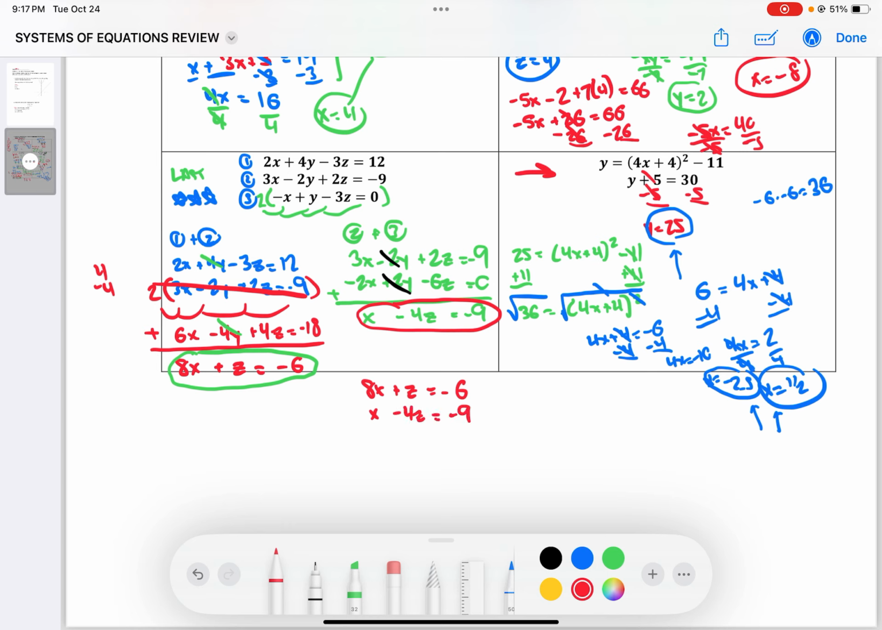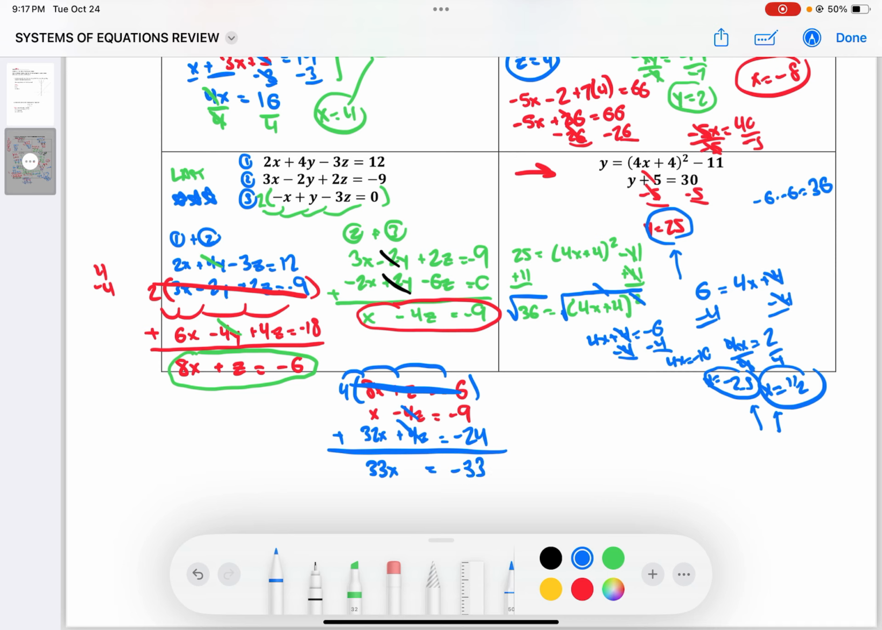And now I still think elimination is the better move here. If I multiply this by positive 4, I'll get 4z and negative 4z, which is exactly what I want to cancel out. So 8x times 4 is 32x. 4 times z is positive 4z. And 4 times negative 6 is negative 24. 32 plus 1 is 33x. Z's will cancel out. And negative 24 minus 9 is negative 33.